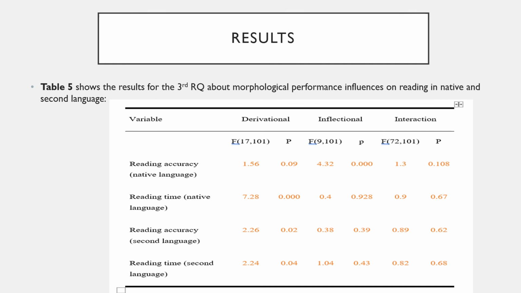Okay, now table 5 shows the results for the third research question about morphological performance influences on reading in native and second language. From this table, we can see that derivational and inflectional morphological performance influence reading accuracy in the native language, while only derivational morphology influences reading time in the native language. In the second language, reading is influenced by derivational morphology, both in accuracy and time measures.